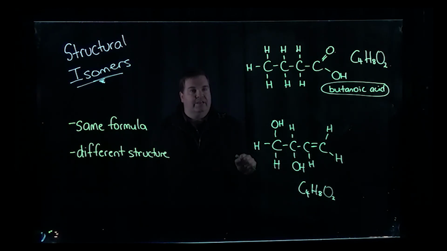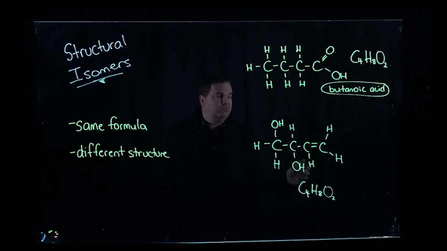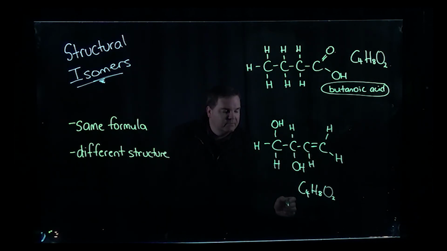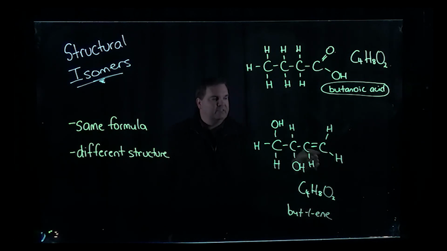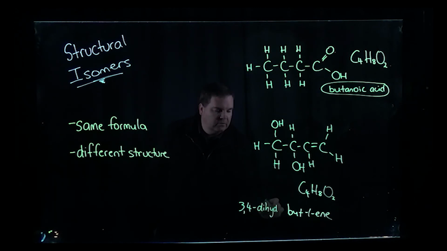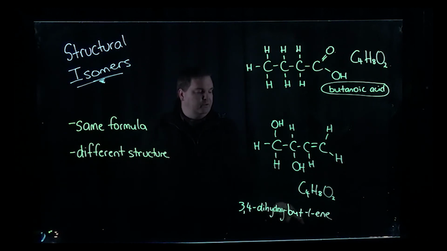Now hopefully you can actually name this one. If you can't, that's all right. You might still need a little bit of practice. We've got 4 carbons here, and we're going to name it from this end. So 4 carbons makes it but-1-ene, because the double bond starts on the first carbon. And then on the 3rd and 4th carbons we've got hydroxy groups. So it's 3,4-dihydroxy. There we go, 3,4-dihydroxybut-1-ene.